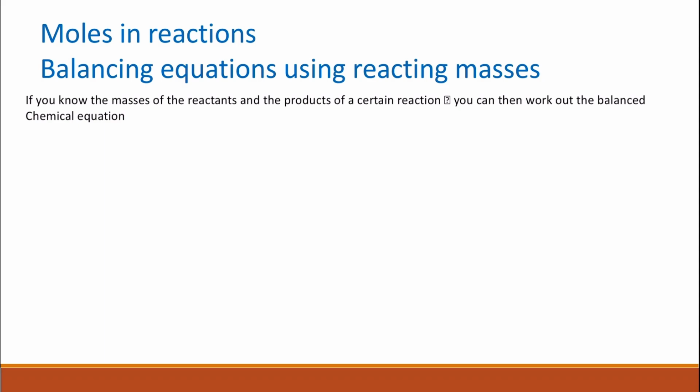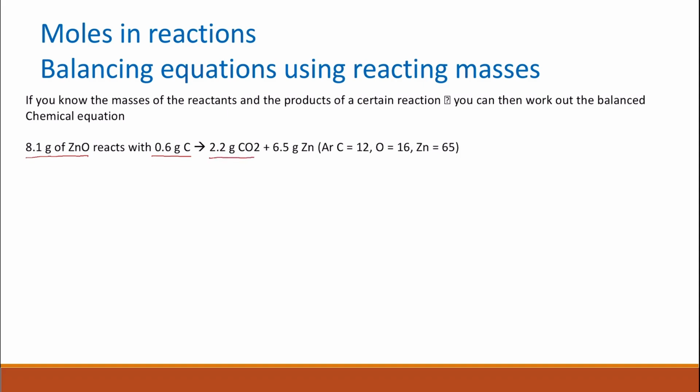Now you can also balance your equation using the reacting masses. So if you know the masses of the reactants and the products of a certain reaction, you can then work out the balanced chemical equation. So let's have an example and see what the steps are to balance our equation based on the masses of the reactants. So for this example, we say that 8.1 gram of zinc oxide reacts with 0.6 gram of carbon, that will give you 2.2 gram of carbon dioxide plus 6.5 gram of zinc, right?